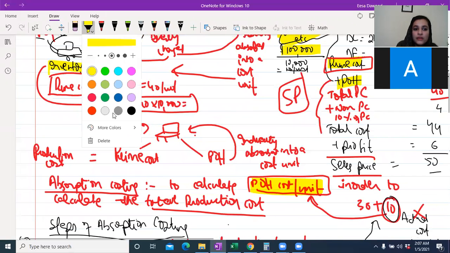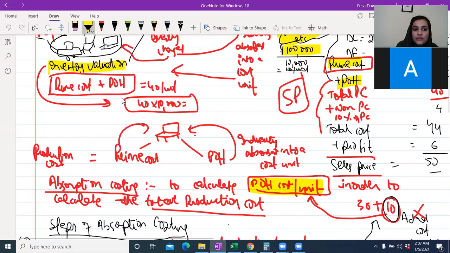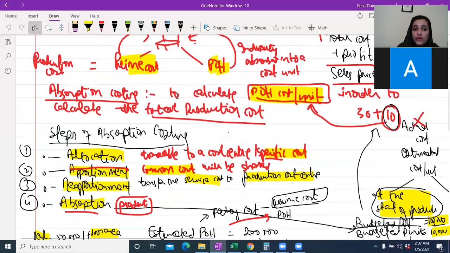Prime cost plus overhead cost. So overhead cost is not a straightforward process. How overhead cost is absorbed into a cost unit in order to calculate the total production cost is not straightforward. I need to go through a series of processes, which are allocation, apportionment, reapportionment, and absorption. So what will happen in the absorption stage? I will actually absorb that entire 2 lakh cost into products, and the two products are A and B.